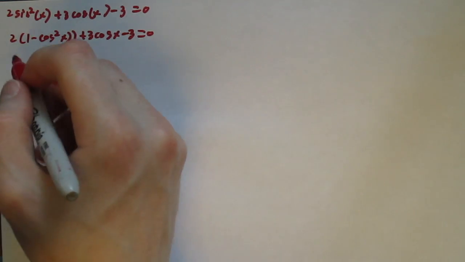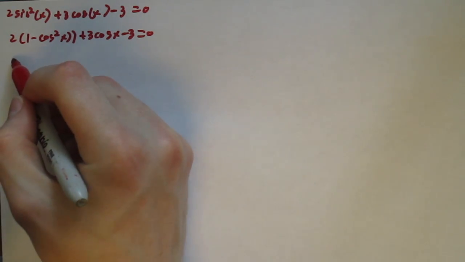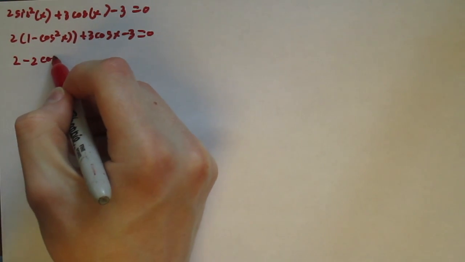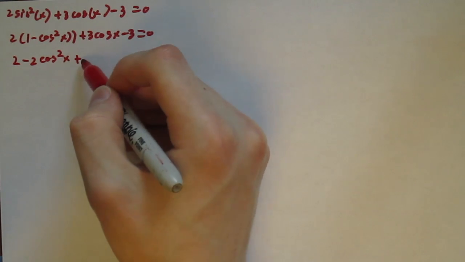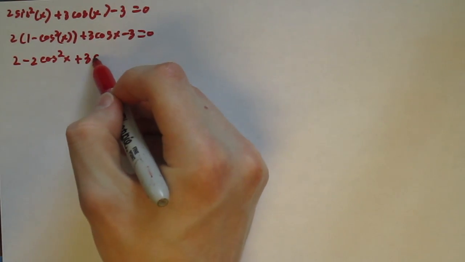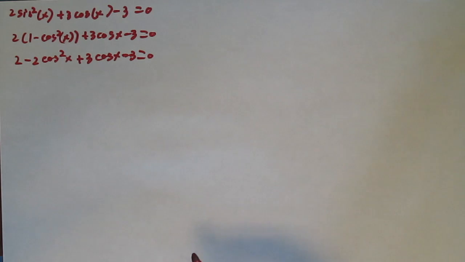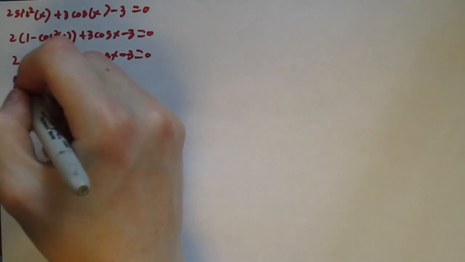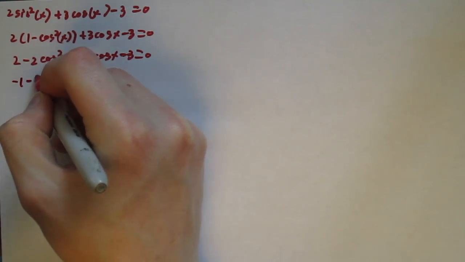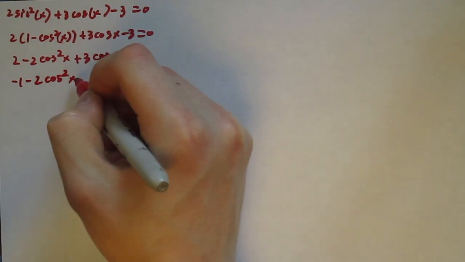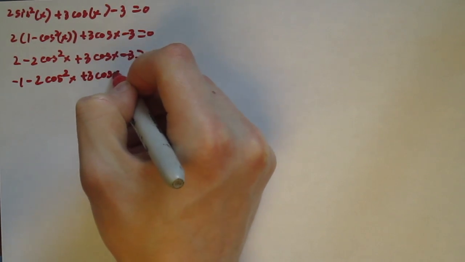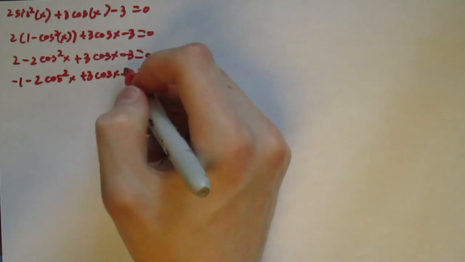So now we can simplify this. First we distribute the 2, and we get that 2 minus 2 cosine squared x plus 3 cosine x minus 3 is equal to 0. So 2 minus 3 is equal to negative 1. So negative 1 minus 2 cosine squared x plus 3 cosine x, scratch that, is equal to 0.